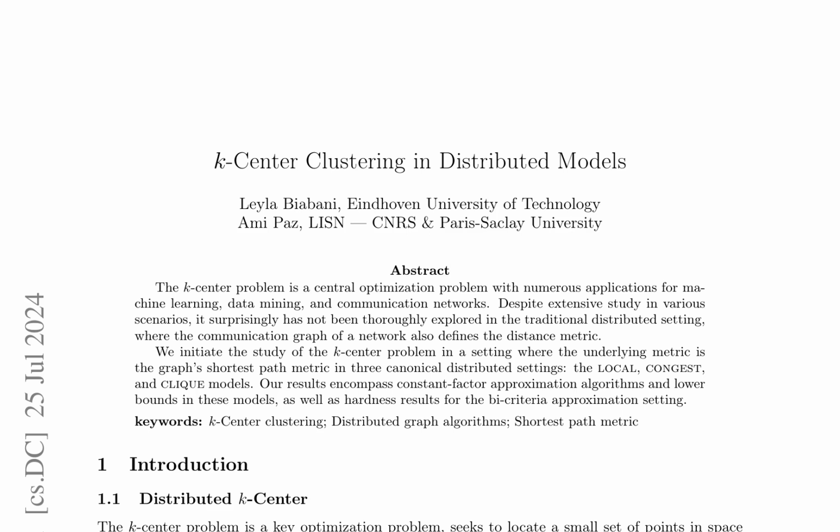This research initiates the study of the K-center problem in three canonical distributed settings: local, congest, and CLIQUE models, where the underlying metric is the graph's shortest path metric. Unlike previous studies which assume points and metric from a metric space, this work considers a graph representing a communication network, where the metric space is the graph metric on the graph itself.